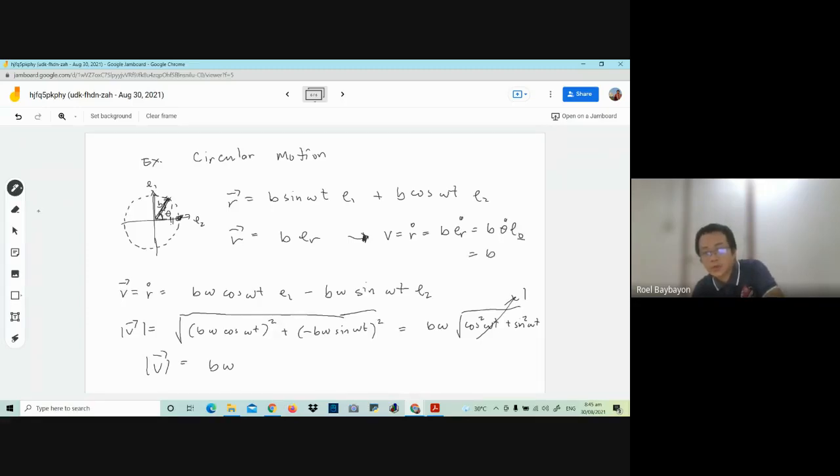This is just equal to b omega. So the two methods will give the same answer. It is easier to solve in plane polar coordinates. Okay, in plane polar coordinates.